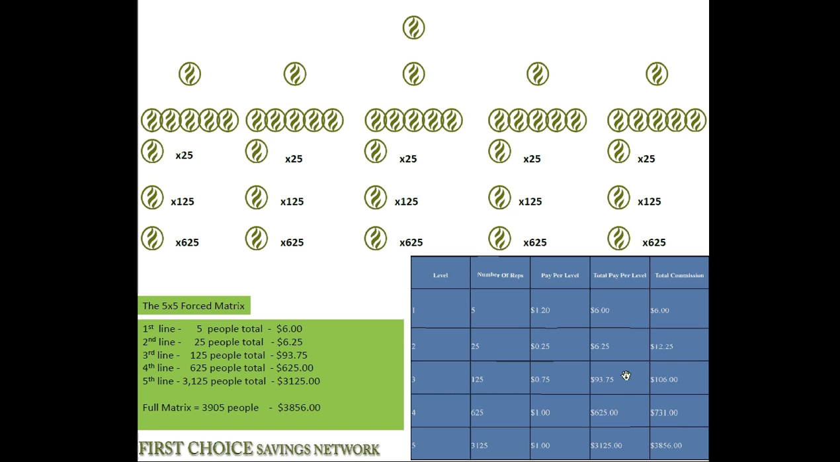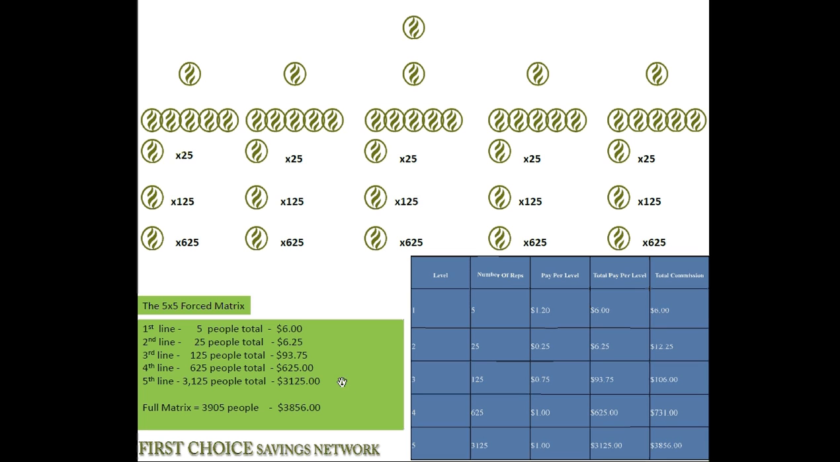Now, with joining First Choice Savings Network, just one time, the max that you can make, because you get a 5x5 force matrix with that, the maximum that you can possibly make is $3,856. So if you signed up 1 million people, you're only going to get paid on 3,905 people. That's why it's a force matrix.